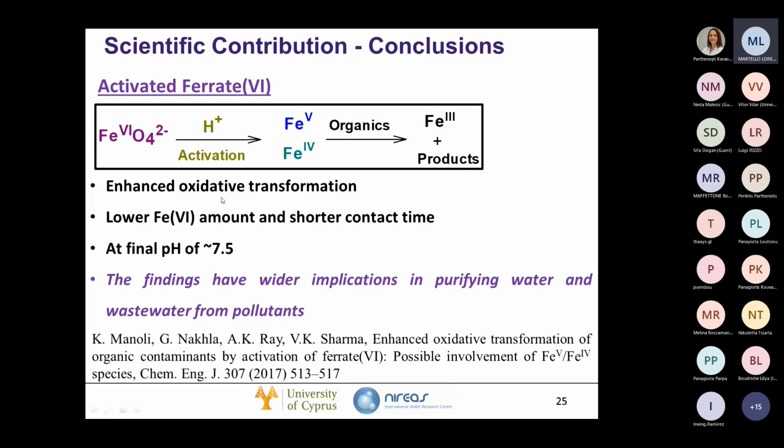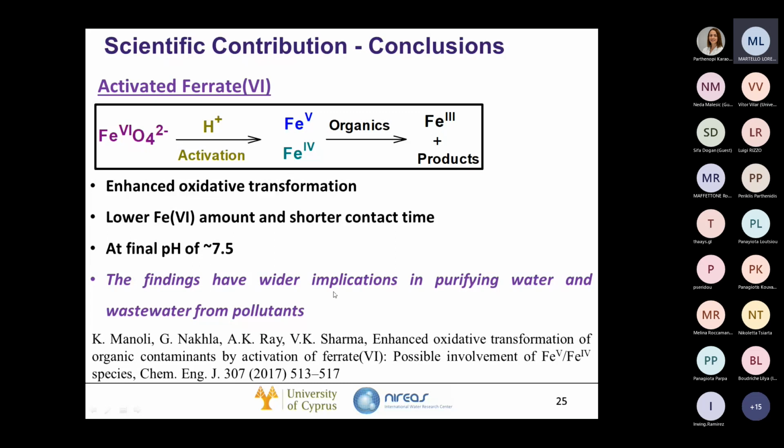This resulted in enhanced oxidation of organic contaminants around 30 to 40%. And this happened at much lower concentration of iron 6 and much shorter contact time. We'll be talking about seconds to minutes versus hours. And the good thing was that the final pH was 7.5, which is in line with the regulatory limits, and it's very relevant to wastewater treatment applications. And these findings have wider implications in purifying water and wastewater from pollutants.